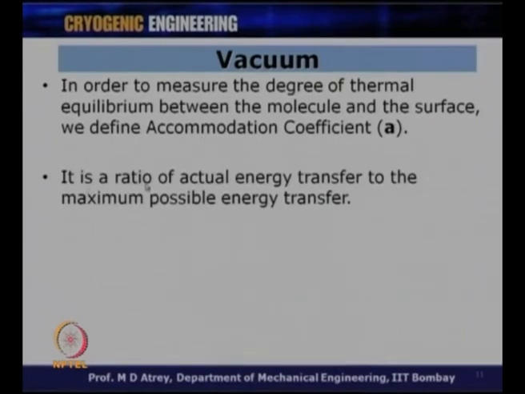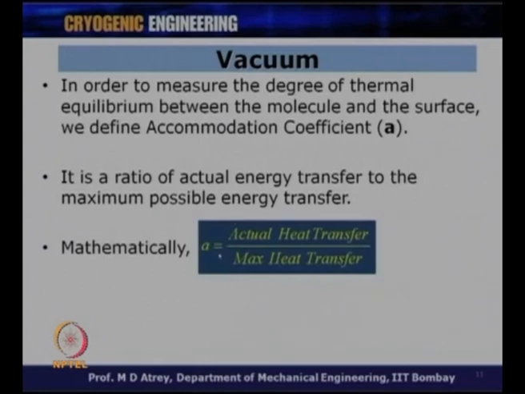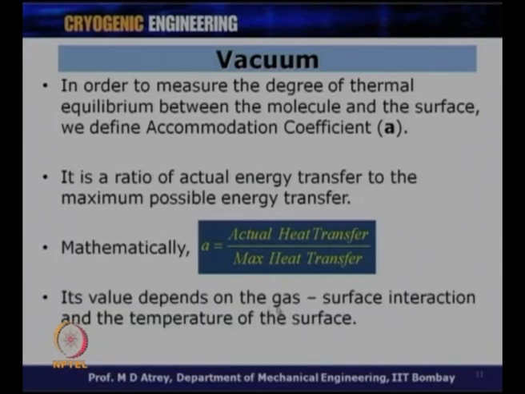So, the accommodation coefficient is a ratio of actual energy transfer to the maximum possible energy transfer, like a heat exchanger effectiveness. When molecules at a different temperature, let us say T1, hit the surface at T1, they will leave at T1 dash. So, the actual energy transfer is going to be less than the maximum possible energy transfer, and this ratio is defined as the accommodation coefficient. Mathematically we can write A is equal to actual heat transfer divided by maximum heat transfer. Its value depends on gas-surface interaction and, of course, the temperature of the gas.